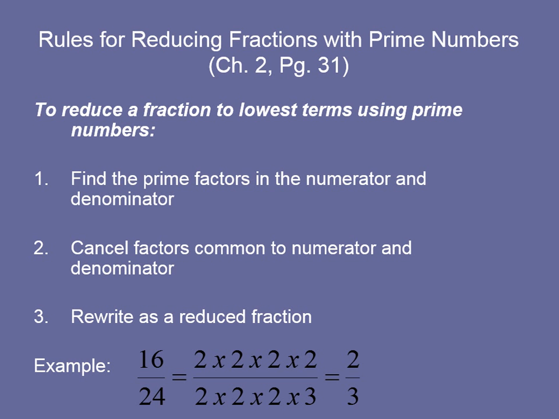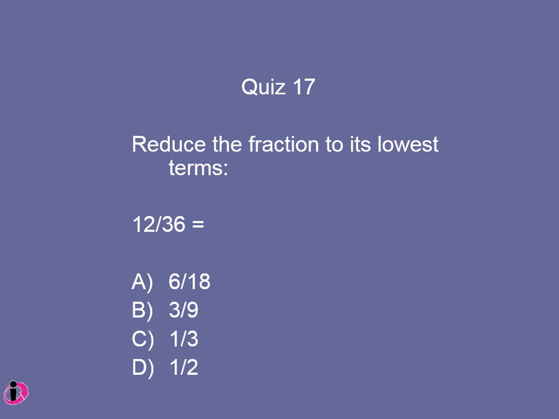Okay? Let's look at some examples to see whether we understand it. How about 12 over 36? Let me give a pause so that you can try and see whether we can get an answer. Okay, what is the answer again? C? Everyone get C?